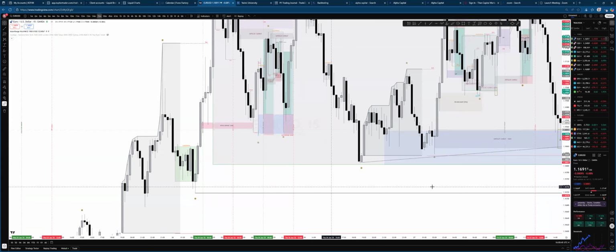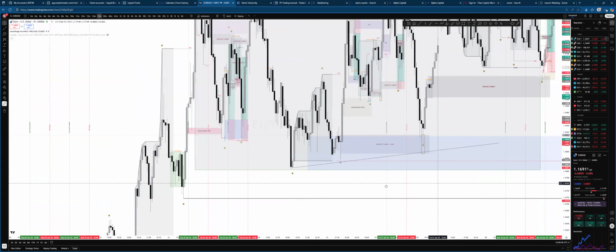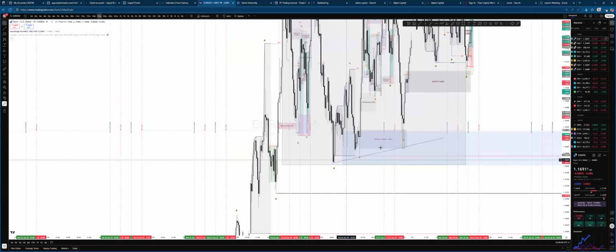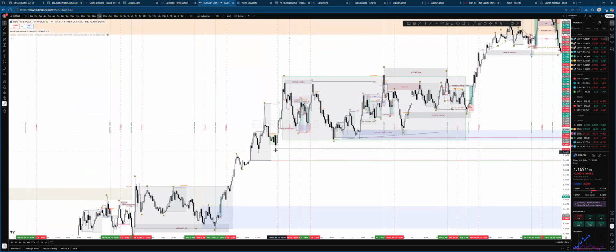The reason I took this buy, it was a risky one, is because I wanted to see price induce this trend line and mitigate this zone here to push up. Why? Because this zone has significance. It was a low that led to a high that broke this structure here.